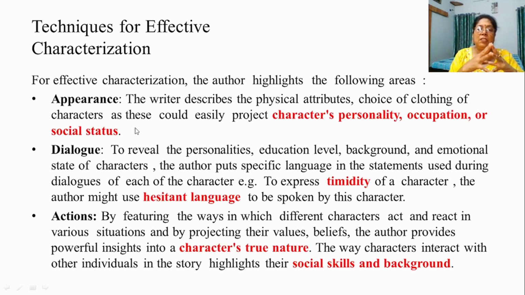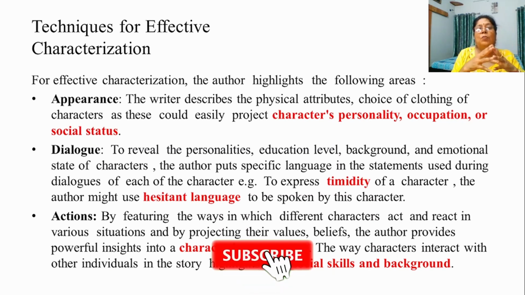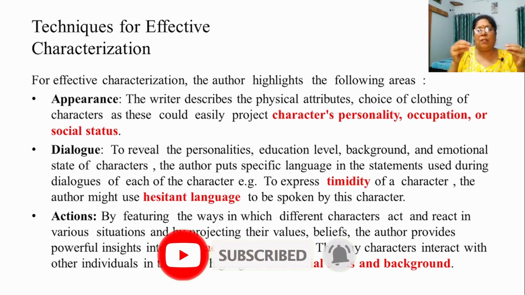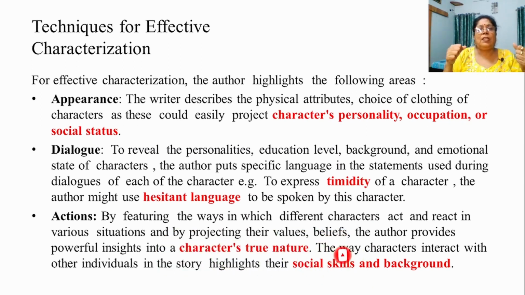Through these things, the reader would easily understand when the writer is describing the personality, when the writer is talking about the personality traits of a character, and he is talking about his clothes. So, through this description, the reader would easily understand what kind of personality he is, what kind of occupation this character is having, and what is his social status. For example, if the clothes worn by the character are of cheap kind, they are torn, this would definitely indicate that the character belongs to a poor family.